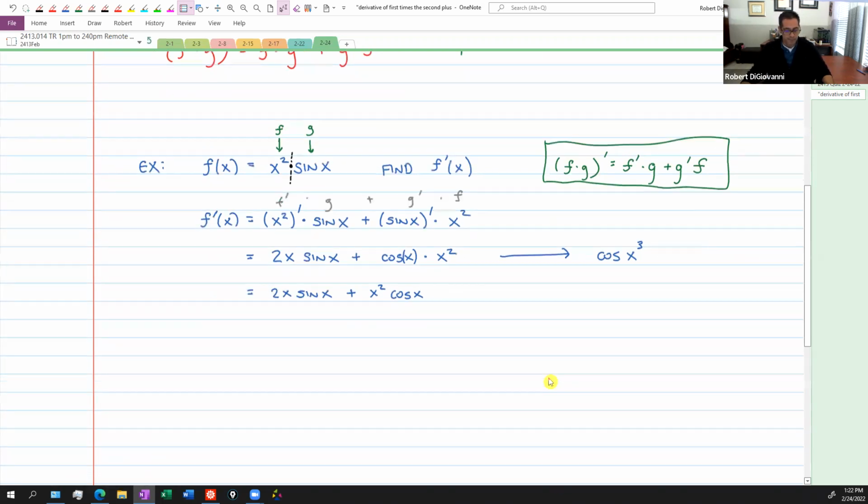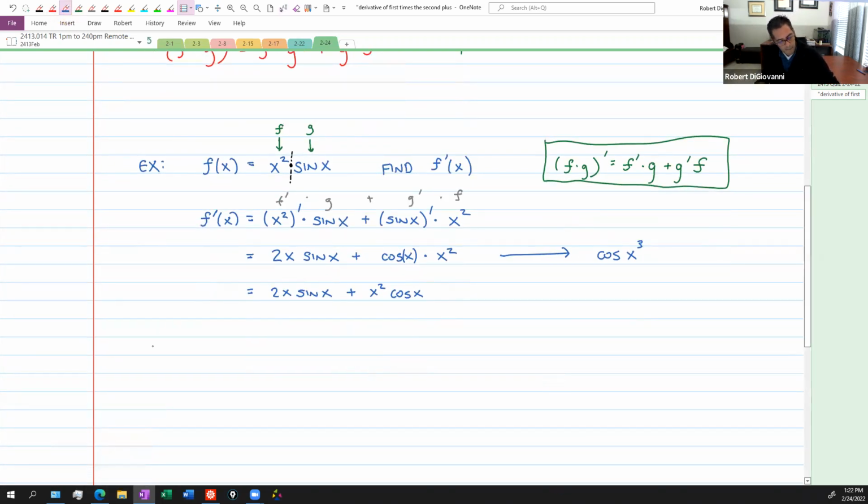Okay, let's do another one. How about this? How about h of x? I'll just use a different variable here. h of x equals, how about x cubed plus x squared plus x plus 1 times x to the fourth minus 3x squared plus x minus 7. I want us to find h prime of x. So I want the derivative of this.